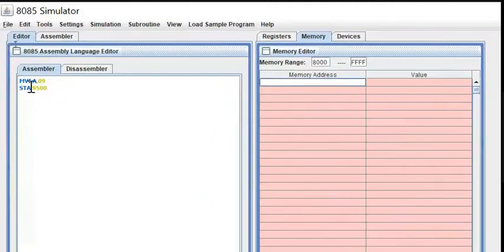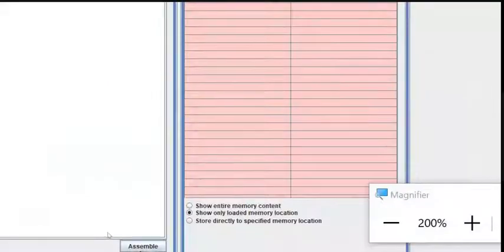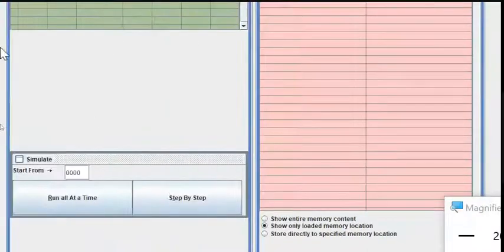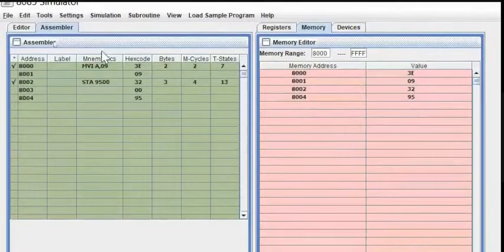So these are the instructions written by the programmer. But how do we interact with the microprocessor? We need to convert them into hex code, so just select assemble. Our program is converted into machine executable codes. To perform move immediate A comma 09 and STA 9500 operations, we need to store the 3E hex code in address location 8000. I have selected the 8000 address location.